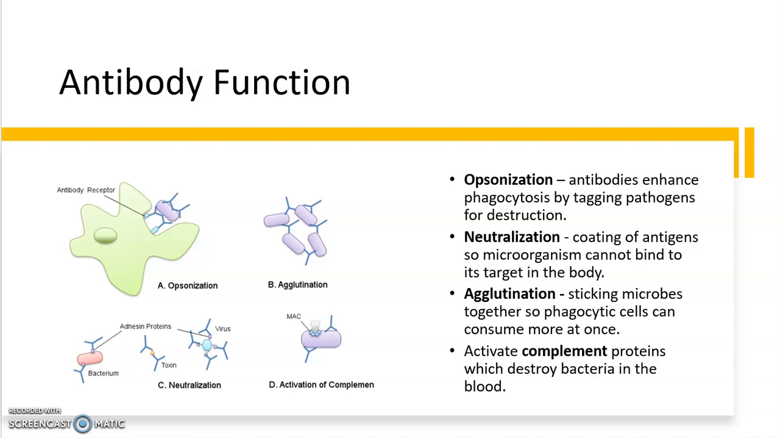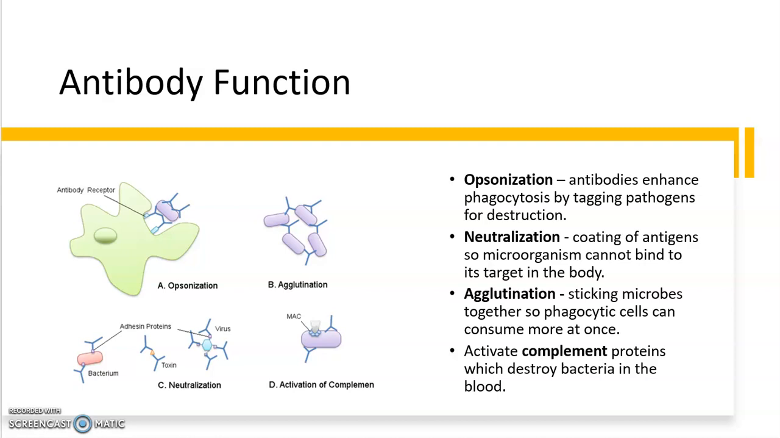Then there's neutralization. Neutralization is the coating of antigens on the surface of the pathogen with antibodies to prevent it from binding to its target site. So this is very helpful with viral infections. If we remember, viruses have spikes that they use to attach to receptors on our cells.